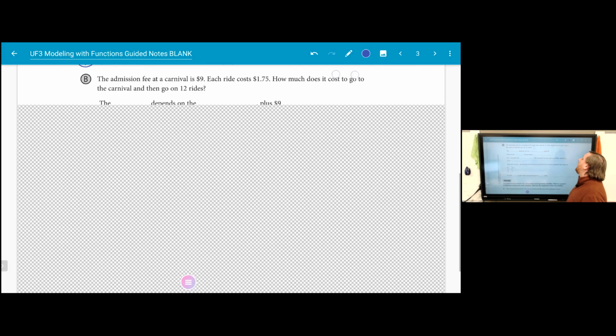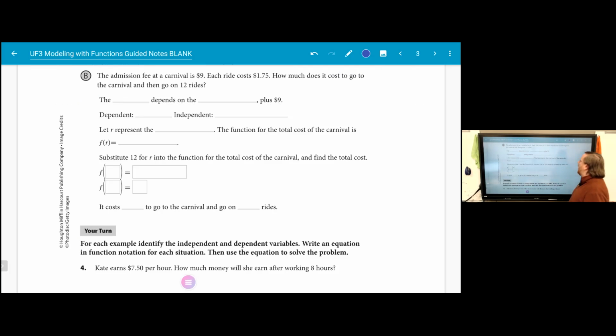The admission fee at a carnival is $9. Each ride costs $1.75. How much does it cost to go to the carnival and then to go on 12 rides? The cost depends on the number of rides you ride, plus $9 for that entry fee. The number of rides plus $9. The cost, the dependent, depends on the independent, which is the number of rides ridden.